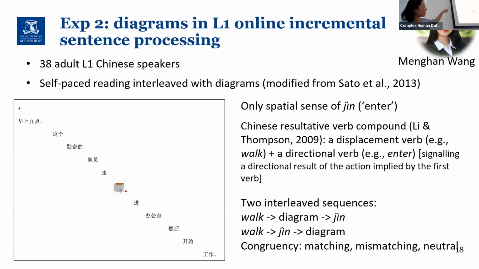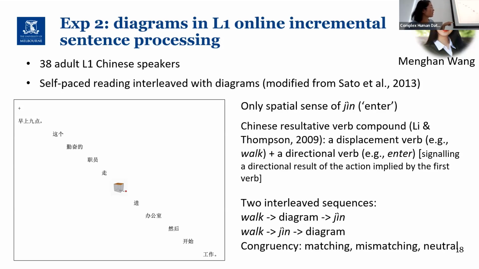This is how it looks as a self-paced reading task interleaved with diagram. You can replace it with picture, like in Settle et al. They use picture; we just replace picture with diagram. It's the moving window paradigm, the classic paradigm as in self-paced reading. They first see a fixation point, and then they see the sentence unit by unit, and they pace themselves as they read. We only target the spatial sense of jing, the "into" meaning. We did not include "out of" because we want to limit the number of stimuli that they read.